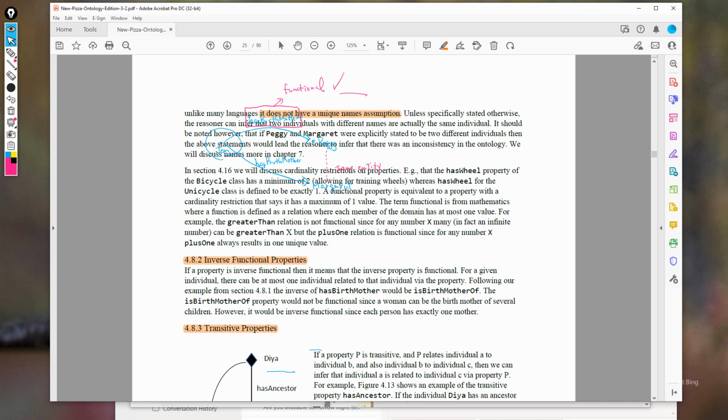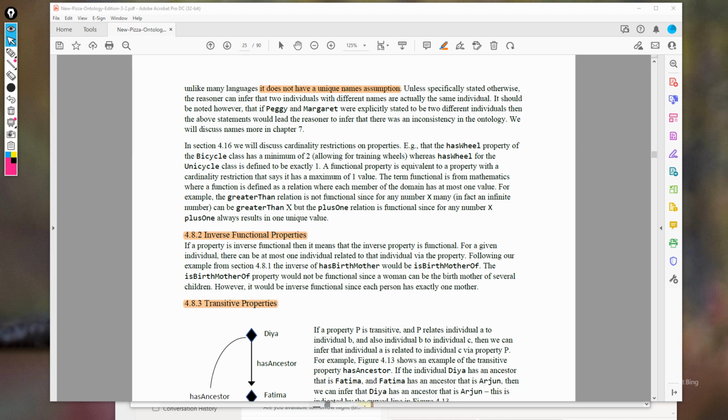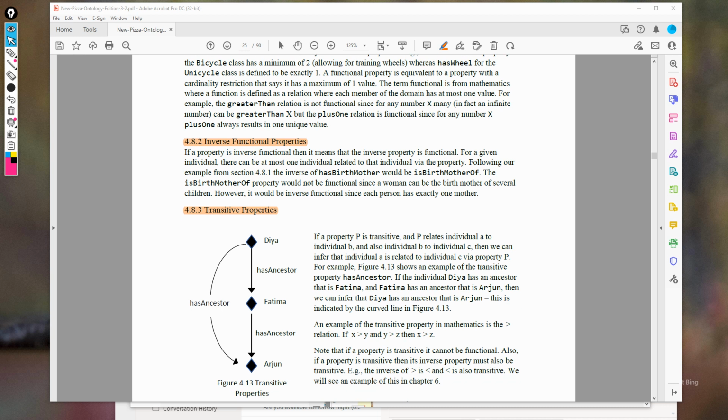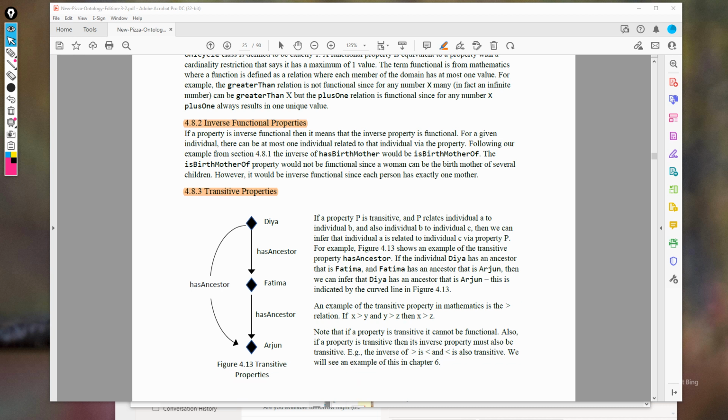Now, please read the rest. I'm going to skip the inverse functional property, but please just read it. Now let's talk about the transitive property. This is a very important property. I think we're going to use these transitive properties when you build the multi-level security policy.